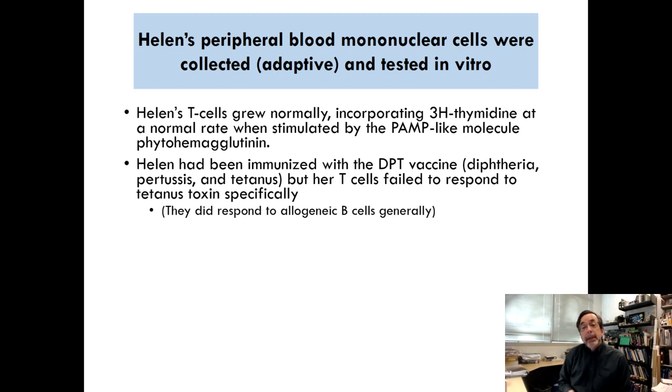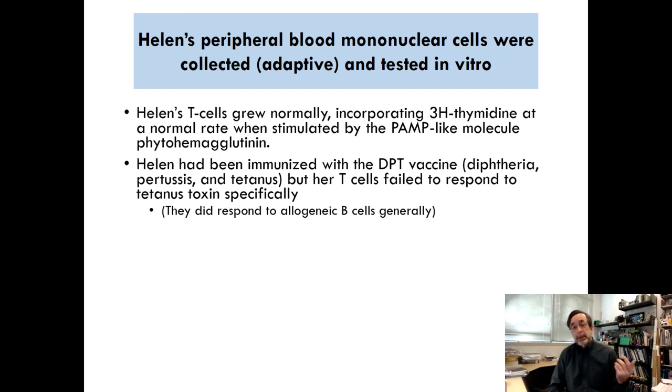So she had been given her DPT vaccine, but her T cells, and so they tested her T cells against tetanus toxin. It did not respond to tetanus toxin. That means there's something wrong with the T cells. And by the way, her T cells did respond to allogeneic B cells, so it was not some general problem with the T cells. It was specifically to the way that they were responding to the tetanus toxin.